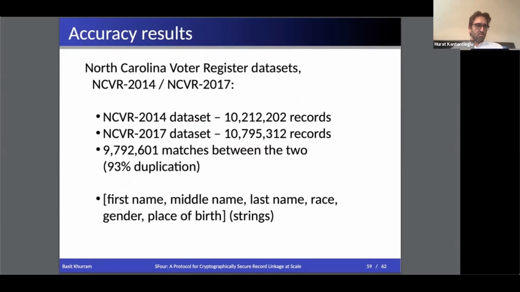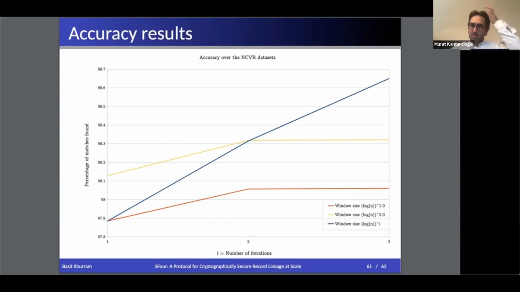We ran some more experiments with the datasets containing strings. We ran experiments using the North Carolina voter registry from 2014 and compared them with the records from the one from 2017. Each had around 10 million to 11 million records with around a 93% overlap. We obtained around 98% accuracy in the first iteration. And here's another graph. Overall, we were pretty satisfied that the SFour protocol achieved relatively high accuracy rates.